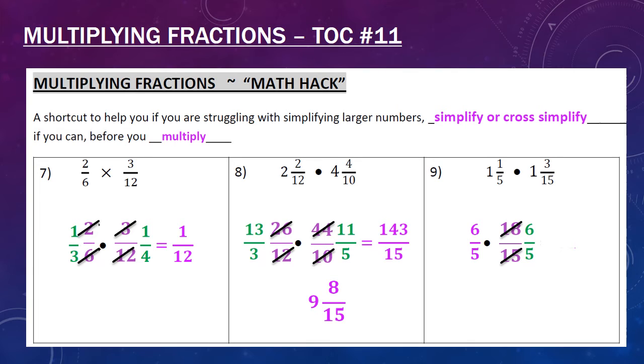Then I can multiply 6 times 6 is 36. 5 times 5, you should recognize from your perfect squares, is 25. And then when I do my division, I end up getting 1 and 11/25. And I'm done. I don't have to simplify anymore because it's already been done. So that is a math hack. Again, you don't have to use it, but it is a way to simplify those numbers before you multiply to keep your products or your answers smaller, so when you simplify, it's a little bit easier because you're doing it first.